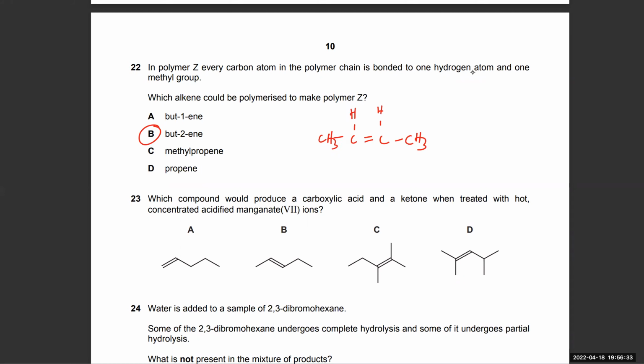Now, when you make a polymer, you don't draw anything on the right or left side of the double bond. So there's an H, another H. The CH3 on the right side will be bent downwards. The CH3 on the left side would also be bent downwards. And the double bond in the middle would go away, and this thing would be a repeat unit. So every carbon atom would be bonded to 1H and 1 methyl group. So B is the correct answer.